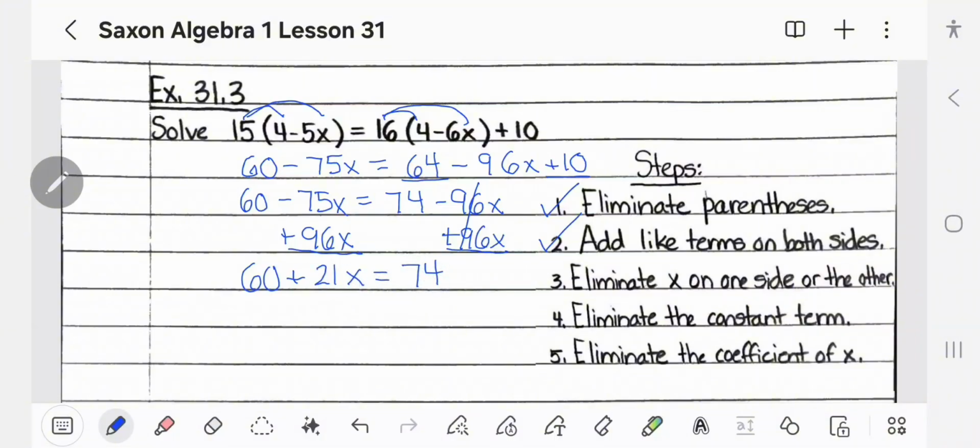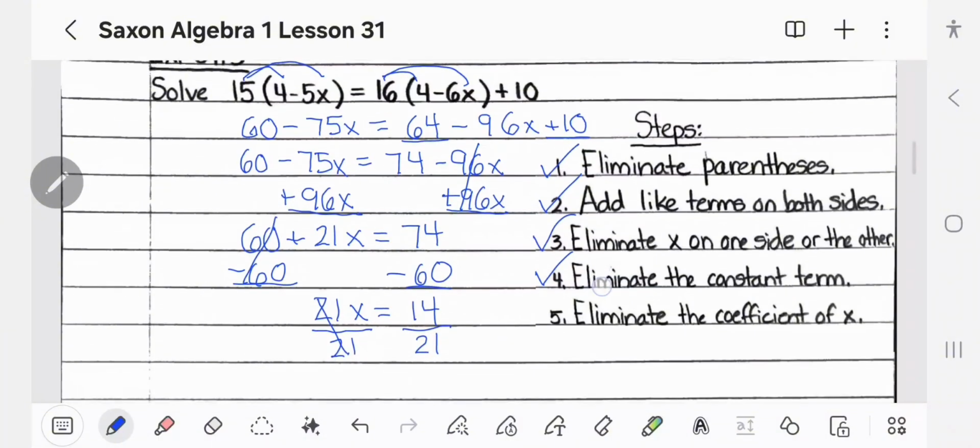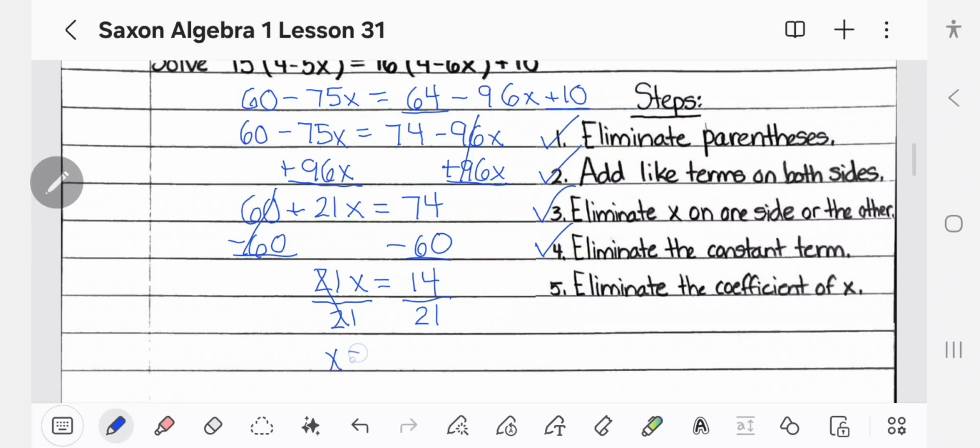And that equals 74. Now I'm going to eliminate the constant term that's with the variable. So that's the 60. Let's subtract that from both sides. And we get 21x is equal to 14. Next, we're going to eliminate the coefficient of x. They're multiplying by 21, so we're going to divide by 21. And we find out that x is equal to 14 over 21. Both of those are divisible by 7. So we find out that x is equal to 2/3.